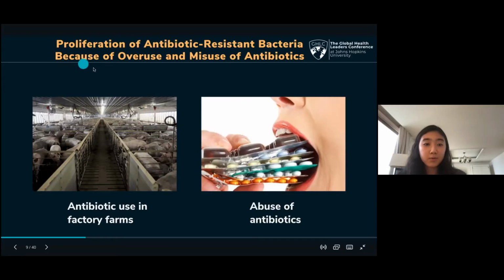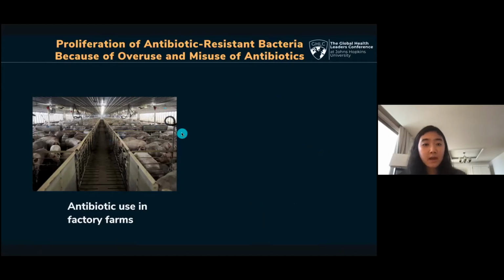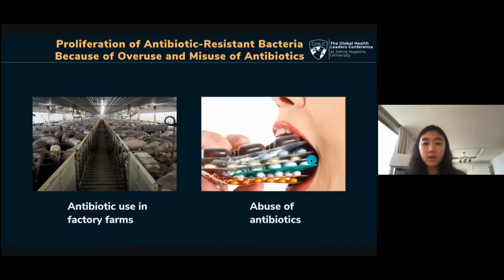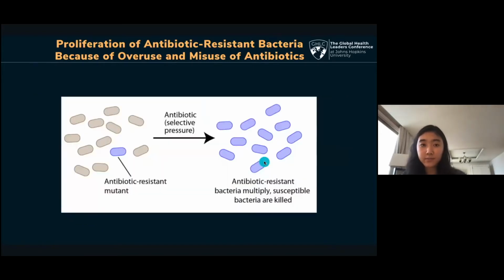Antibiotic-resistant bacteria have proliferated because of overuse and misuse of antibiotics in farms and hospitals. Antibiotics are commonly used in crowded, unsanitary factory farms to boost the growth of livestock and prevent outbreaks of bacterial infections. They are also misused in hospital settings, such as when they are given for viral infections, which can't be treated by antibiotics. All of this overuse and misuse is a problem because it puts selective pressure on bacterial populations so that only antibiotic-resistant bacteria survive and multiply.